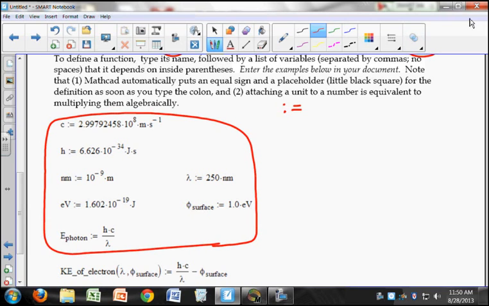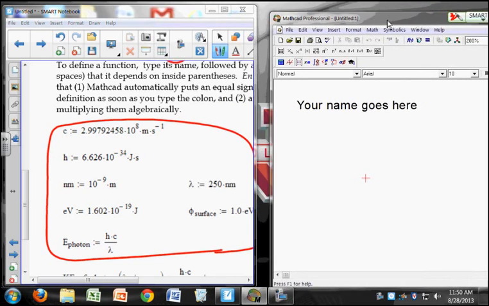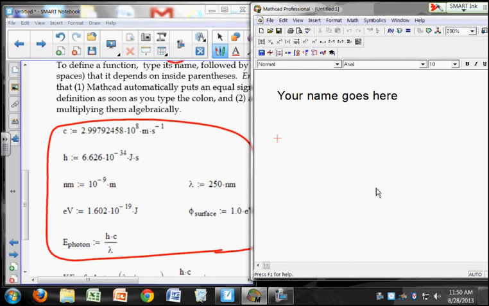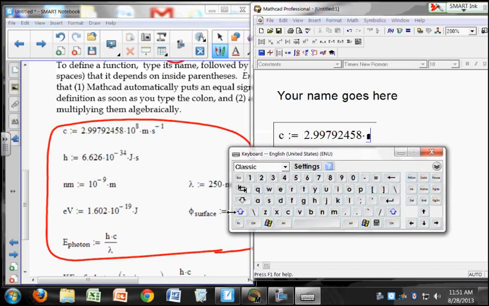Okay, so let's define C, and then colon. If I type colon, you'll notice Mathcad responds with colon and an equal sign, and then I'll enter the value for C, 2.99792458 times 10. To do times, press Shift 8, which is an asterisk.